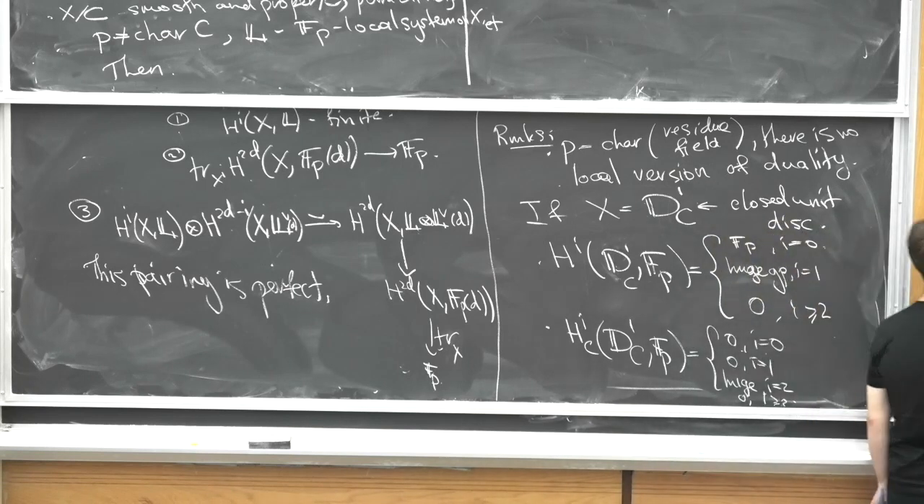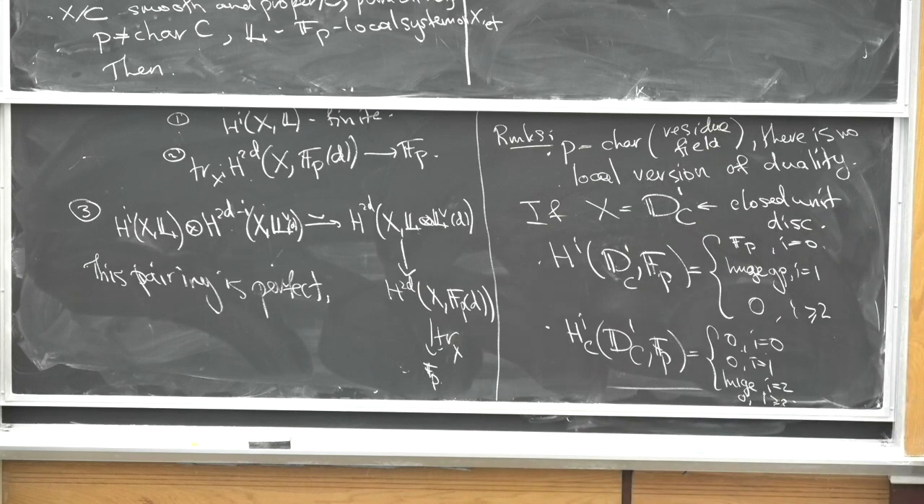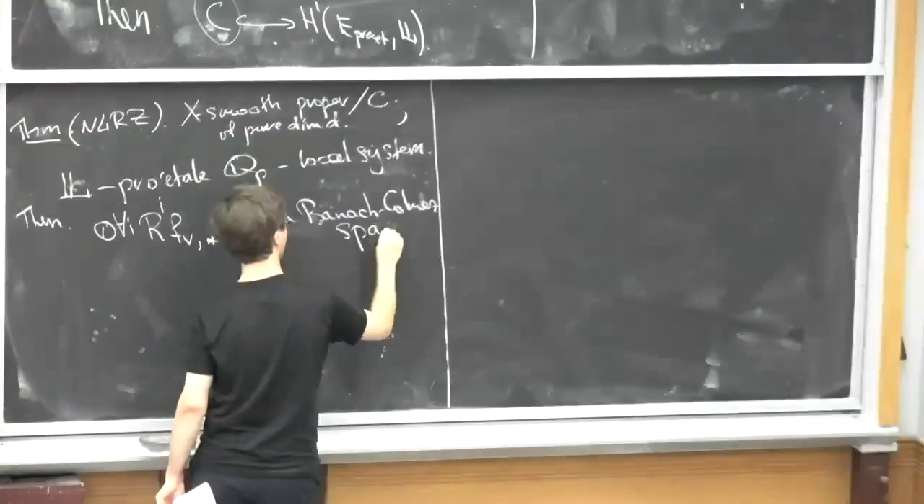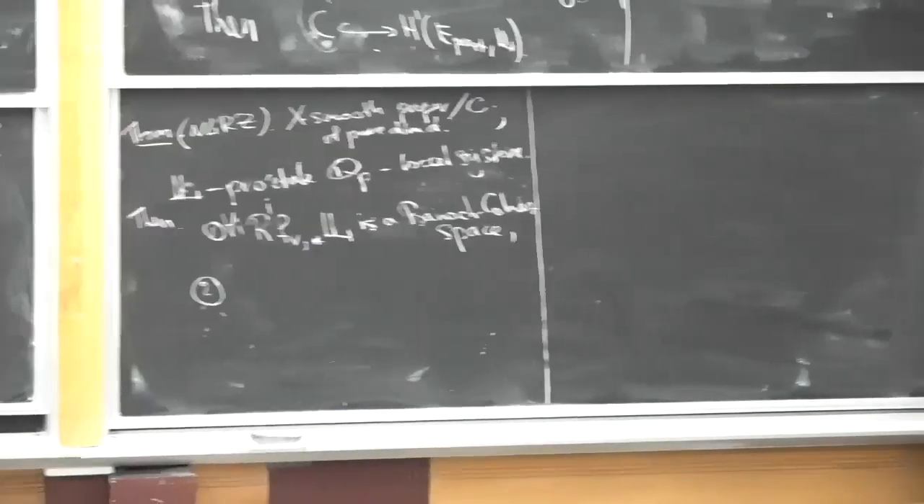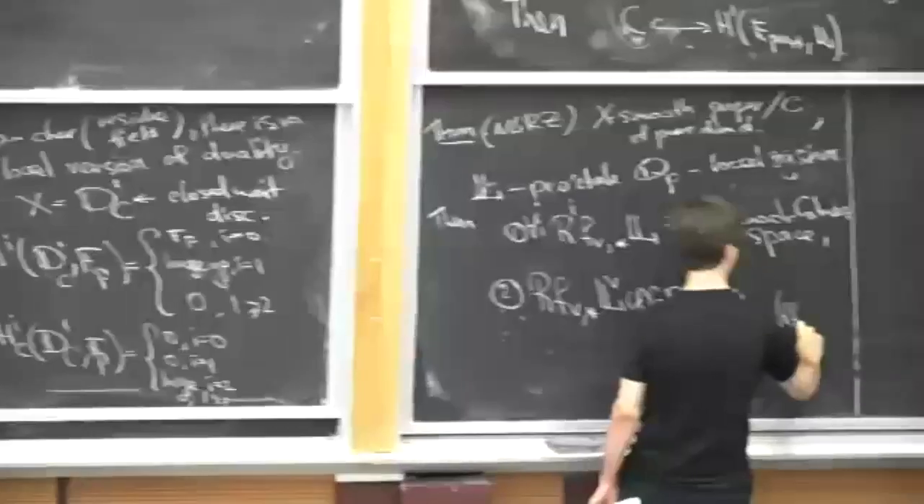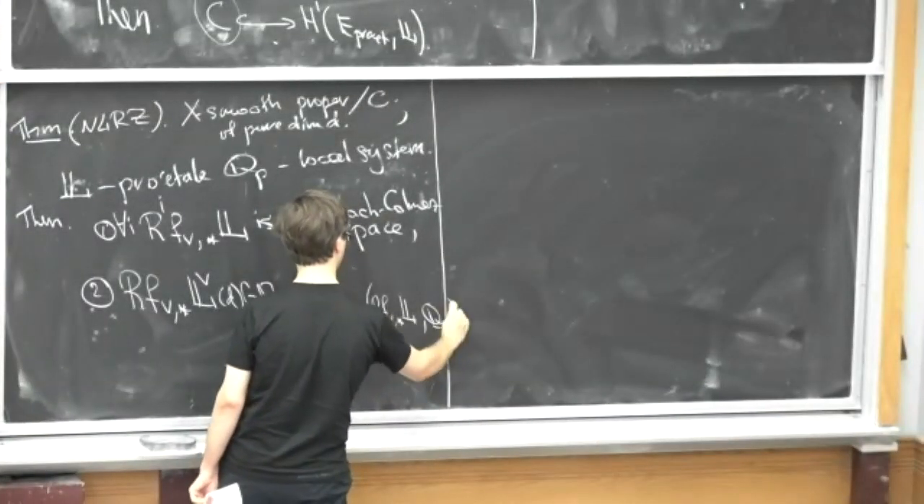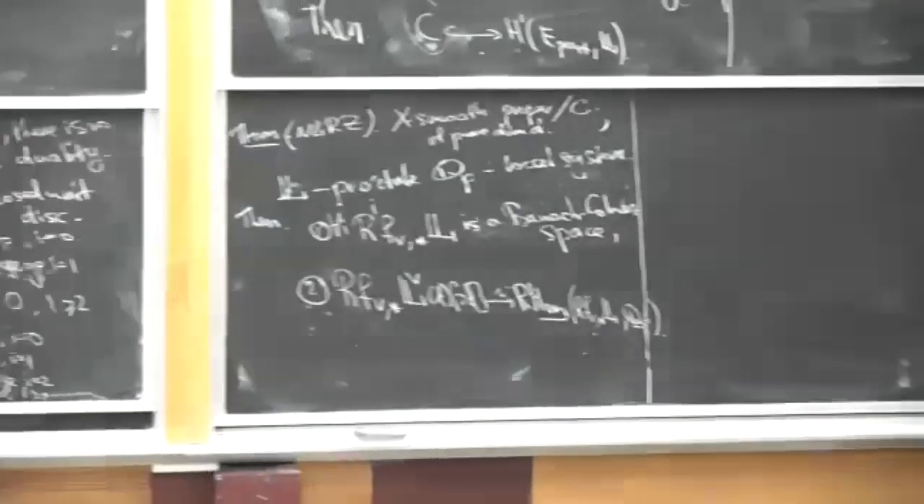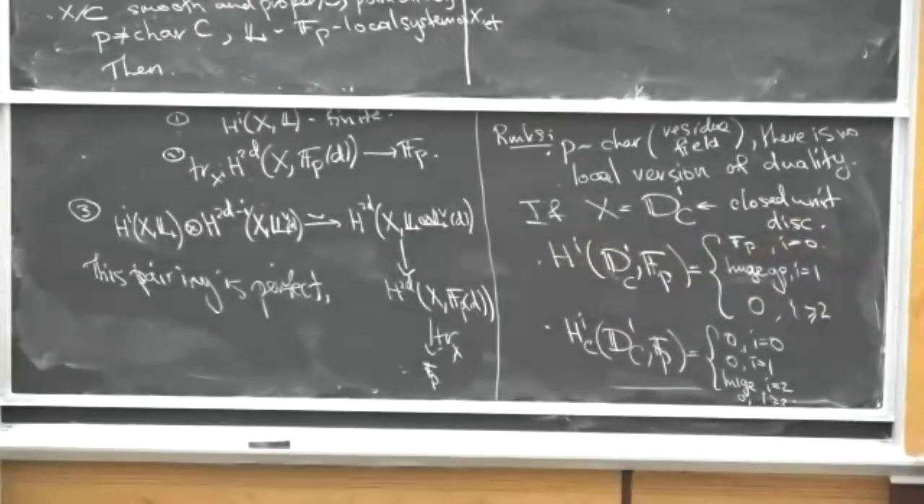So the first one is that this push forward on the D side is what's called, well, for all i, a Banach-Colmez space. I'll explain in a second what it means. Part two, that there is a version of duality. So now let me explain what it means. Well, let me give some comments and explain what it means.